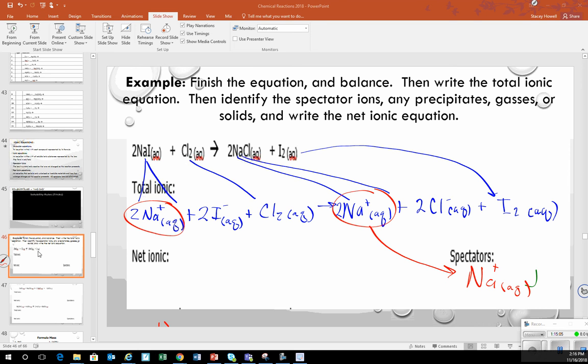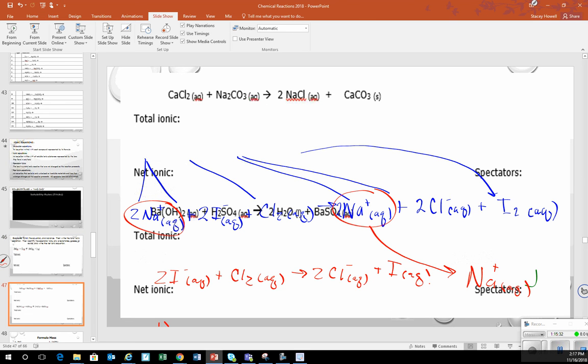To make the net ionic equation now, we just write everything that's not Na. So anything that I haven't circled, and I write it down. 2I minus AQ plus Cl2 AQ gives me 2Cl minus AQ plus I2 AQ. Okay? Got it? Okay, I got one more for you, and then I'm just going to cut it.